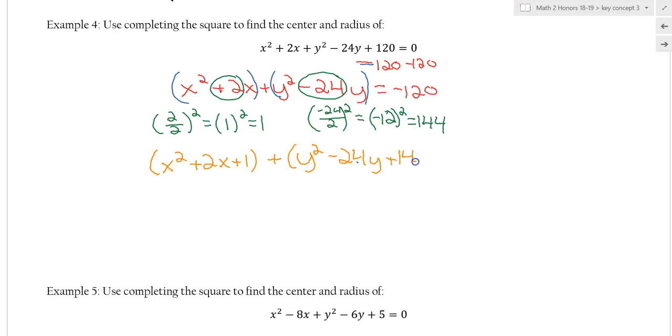So then I have x squared plus 2x plus 1, a perfect square trinomial, plus y squared minus 24y plus 144. That's a perfect square trinomial. And since I added a 1 to this side, I have to add a 1 to this side, and we have to add 144 to that side. Otherwise, our equation would not stay equal. Anything we do to one side, we have to do to the other.